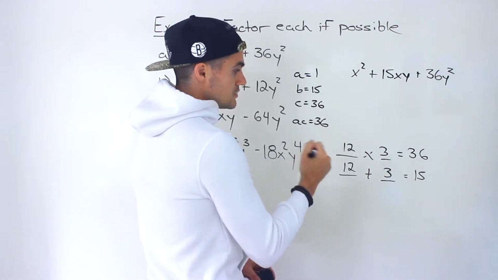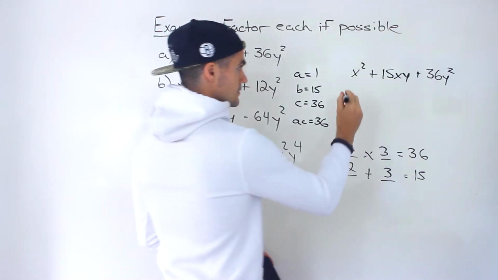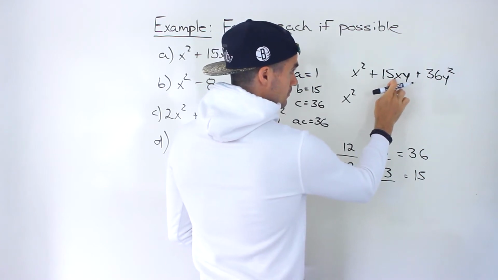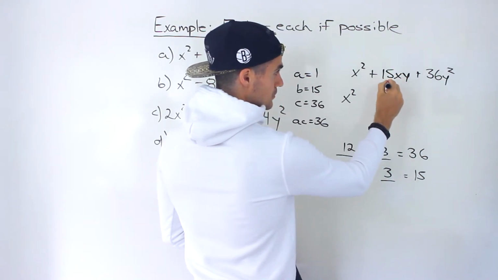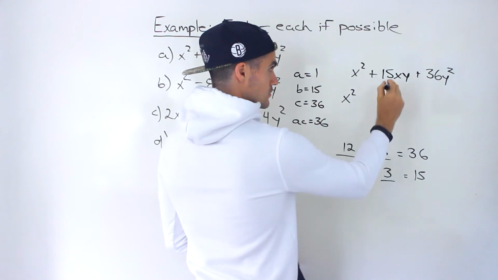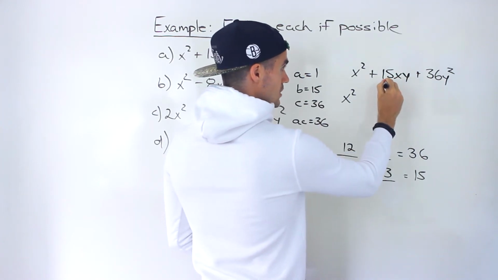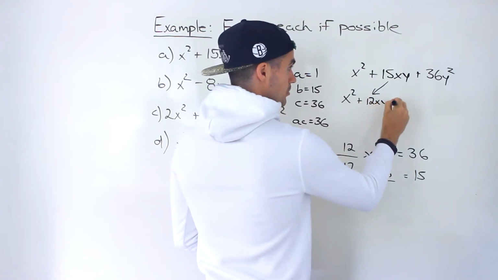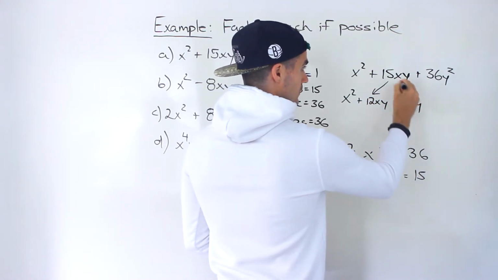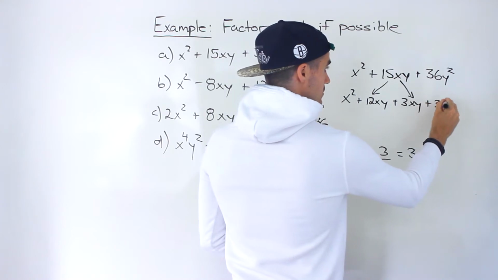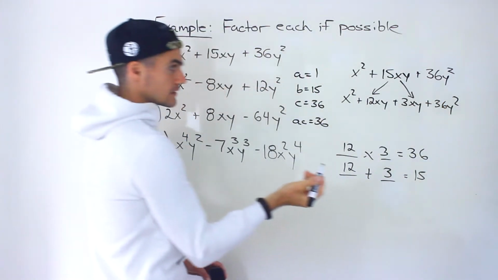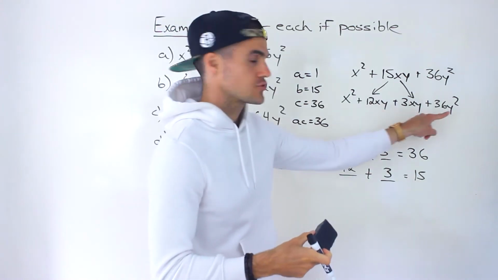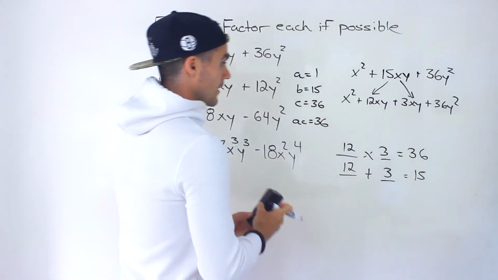And so what we do now is we take these two numbers and we decompose that middle term. Before it was just 15x, so we would decompose it to 12x plus 3x, but now there's this y attached, so we have to decompose it to 12xy plus 3xy plus 36y squared, like that. Okay, exact same process, we're just adding this extra variable the whole time.